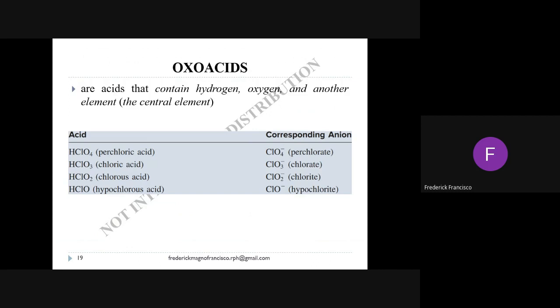With removal of one oxygen atom from the -ic acid, the acid is called -ous acid. Thus, nitric acid, HNO3, becomes nitrous acid, HNO2. With removal of two oxygen atoms from the -ic acid, the acid is called hypo-...-ous acid. Thus, when HBrO3 is converted to HBrO, the acid is called hypobromous acid.